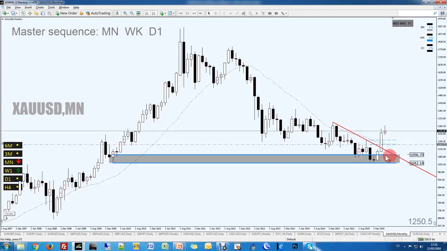We've got a monthly area of demand in control. This area is not a monthly area. Why? Because it didn't take out an opposing area. The only monthly area of demand here is this one, where we place a horizontal line, which was taken out by this one. And price is now right there, testing it for the second time.